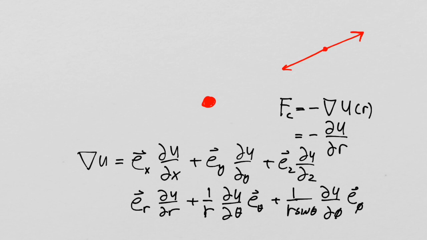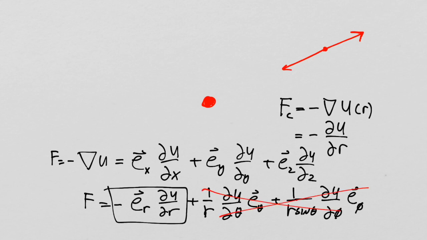But once we stipulate that U is a function only of r, these terms go away, and all you have is this, the gradient of U. Now the force equals minus the gradient of U, so the force is going to equal minus this term, and the other terms just go to zero. So the force will always be radial, and that's what we mean by a central force.